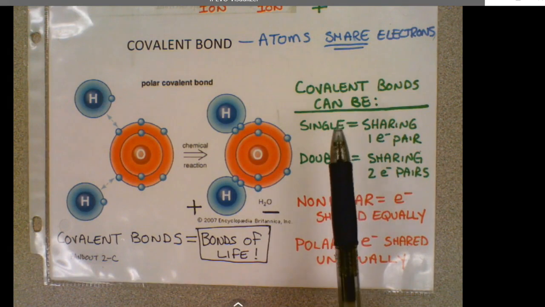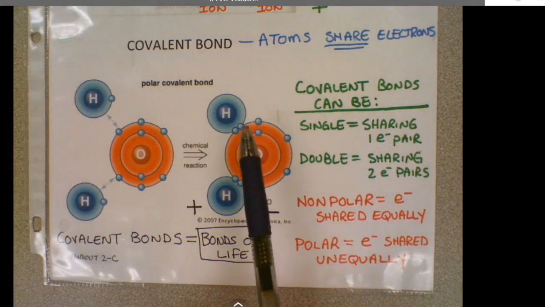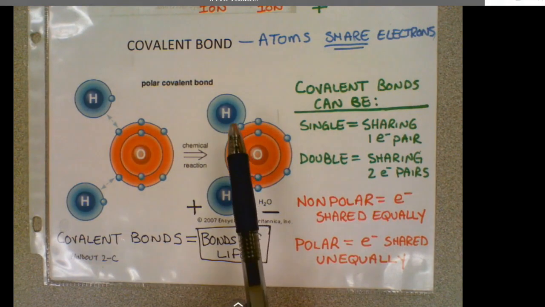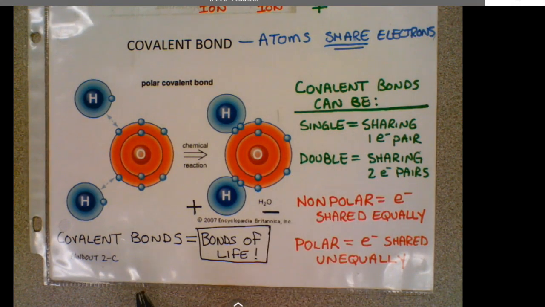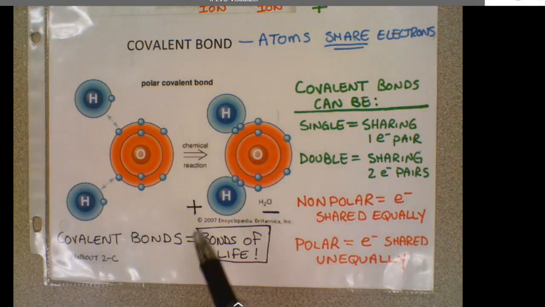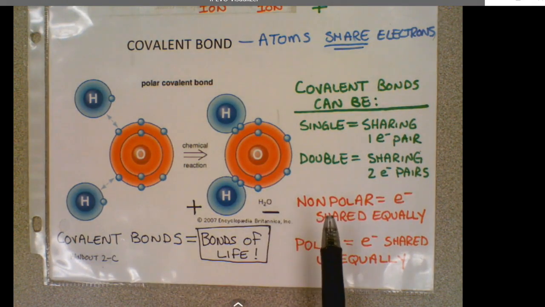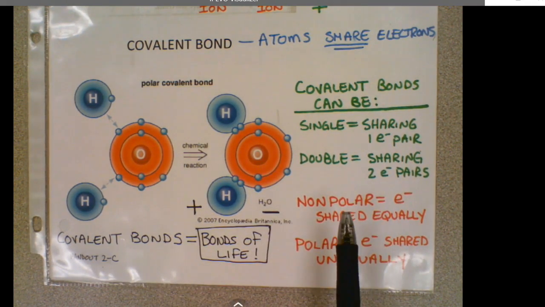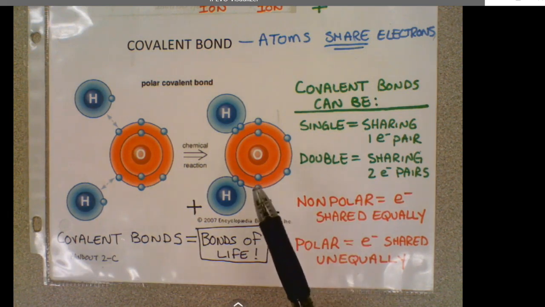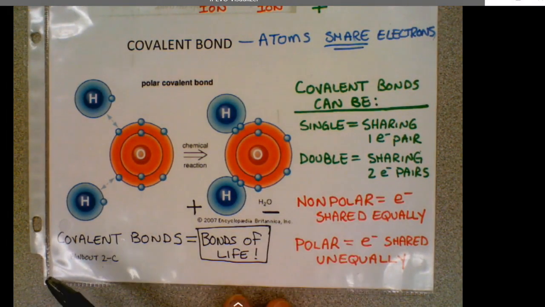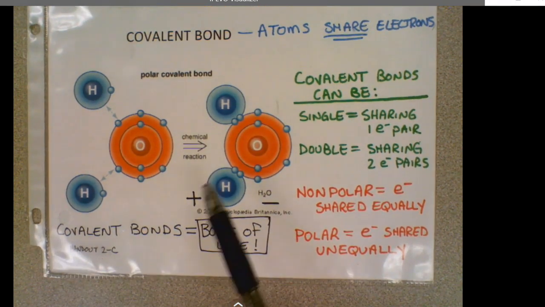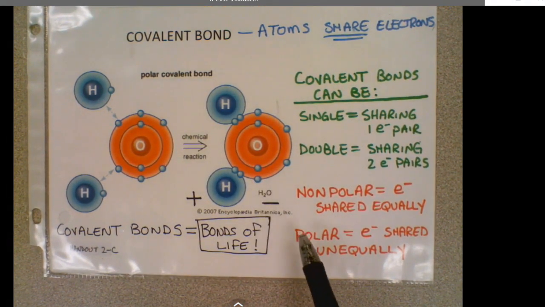Now it says covalent bonds can be single, where we just share one electron, like in this water molecule, the hydrogen and oxygen is just sharing one electron. Or we could have a double bond. Molecules that are made by covalent bonds can be nonpolar, which means that electron is shared equally. So if the molecule is nonpolar, it has no charge. Or it can be polar, where the electrons are shared unequally. The case of water, it is a polar bond.